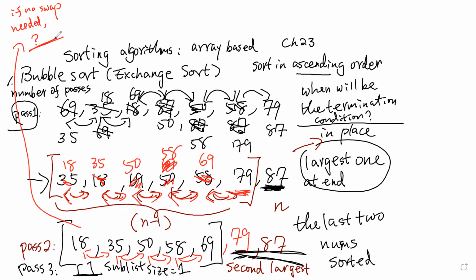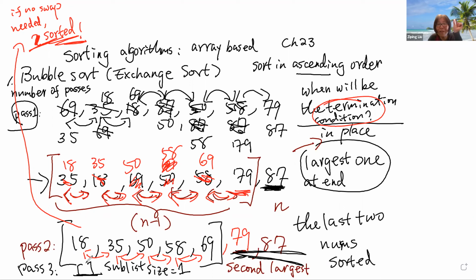The list is already sorted. Yes, very good. So that means it's already sorted. So do you still need to continue? No. So that's another termination condition: either the list size is 1 or there is no swap needed. Then that means your list is already sorted.